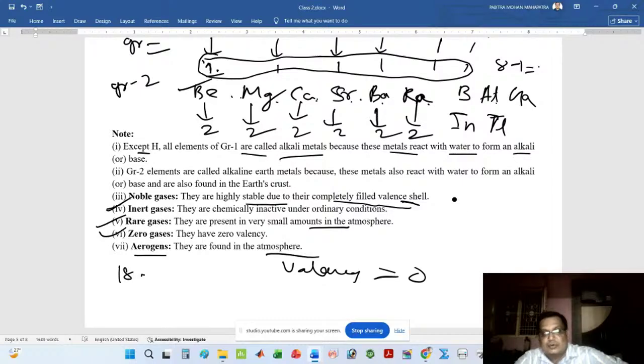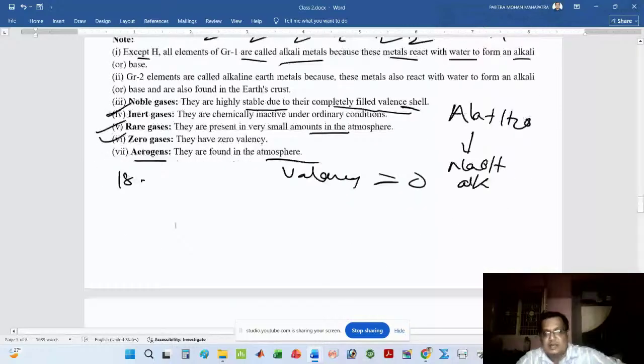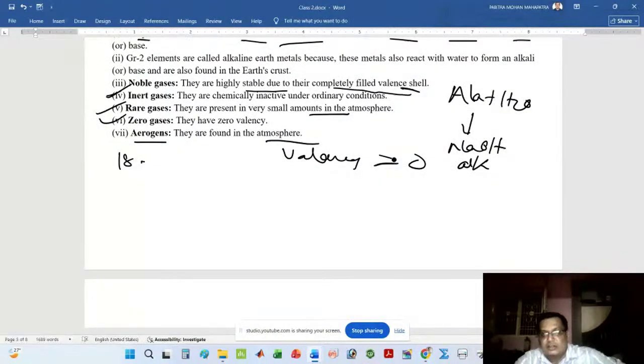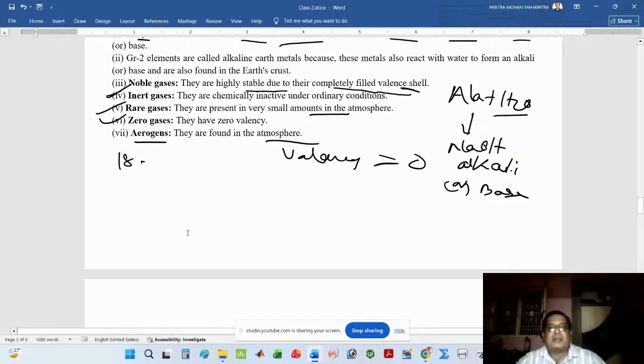That means if you react sodium with water, it gives you sodium hydroxide. Sodium hydroxide is an alkali, that is a base. Since all the elements present in group 1 except hydrogen react with water to form a base, that is an alkali, this is called alkali metal.